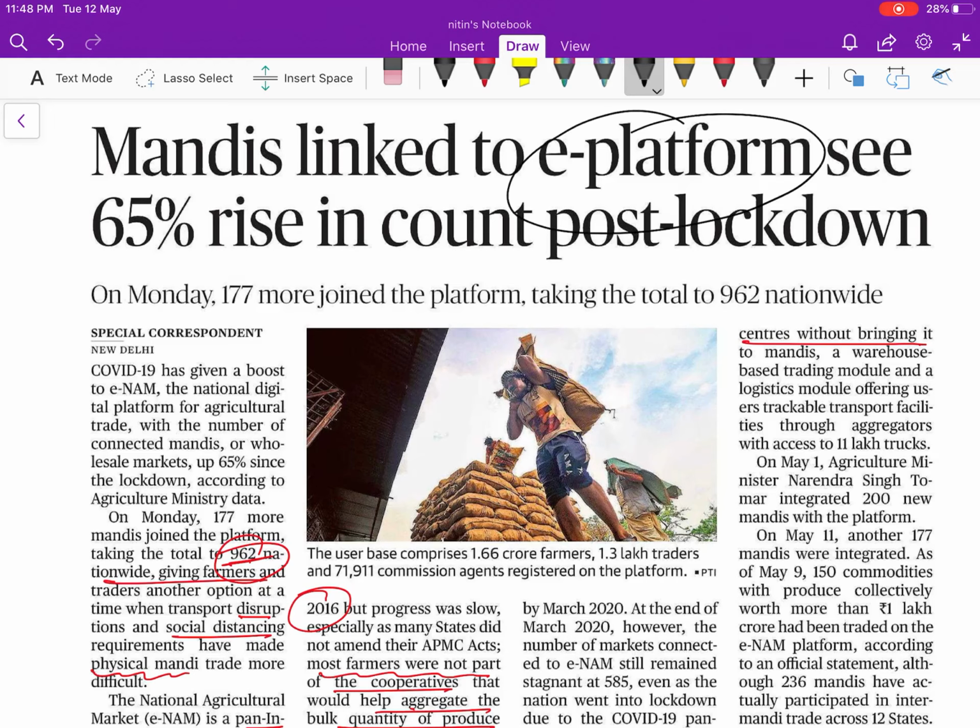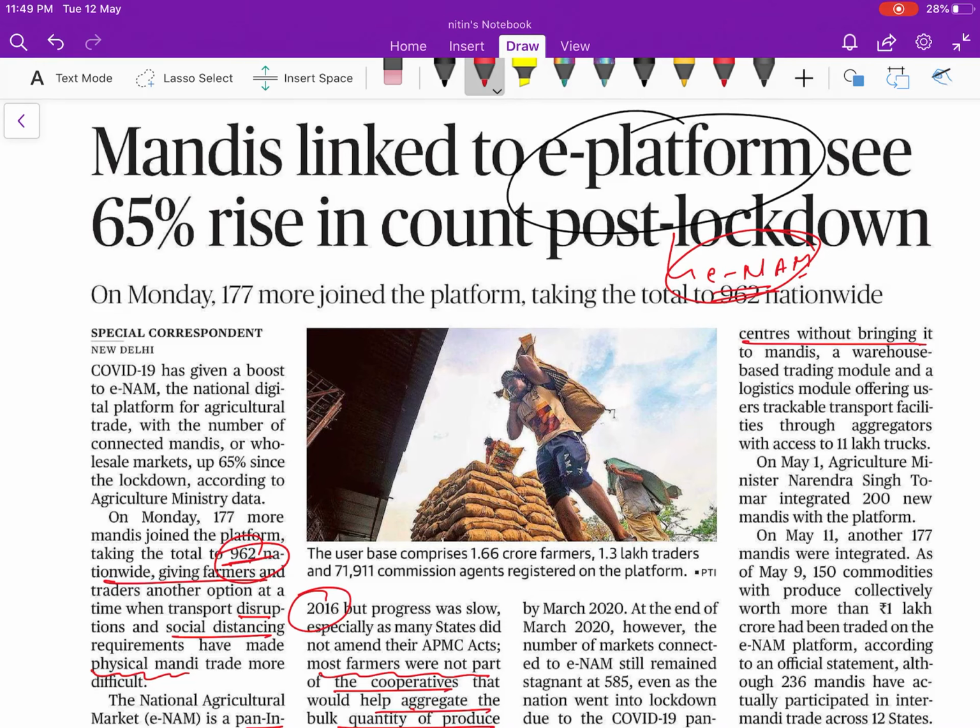So what is this e-platform? This e-platform is e-NAM basically. What is e-NAM? Electronic National Agriculture Market. So this is in fact to make our country one nation, one agriculture market. There is supposed to be one agriculture market in the whole of India to integrate all the other agriculture markets, the mandis that we have in our country.